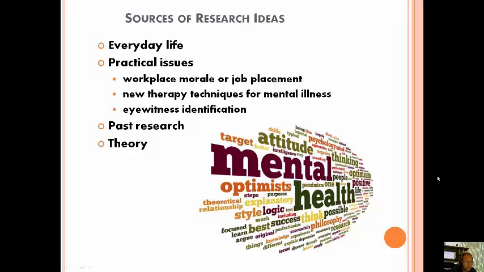Then, of course, we look at practical issues: workplace and morale, job placement, new therapy techniques for mental illness, eyewitness identification. Another excellent source of research, of course, is past research, looking at past research and at theory.